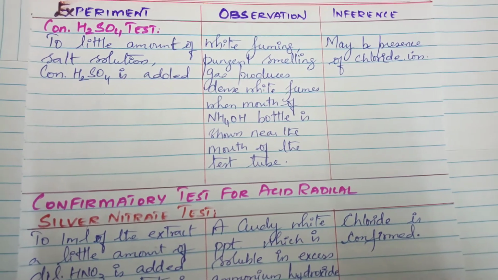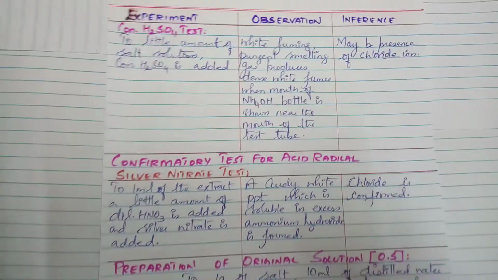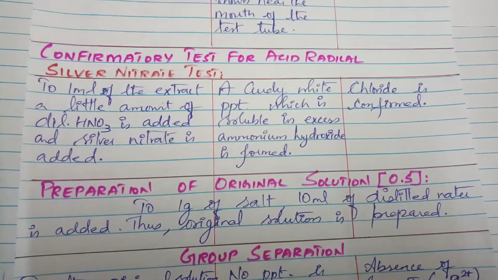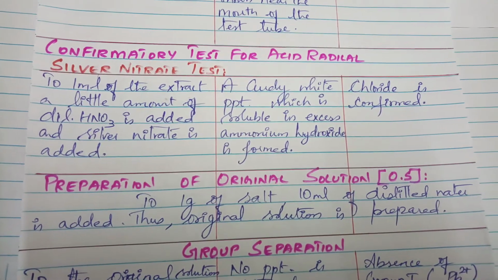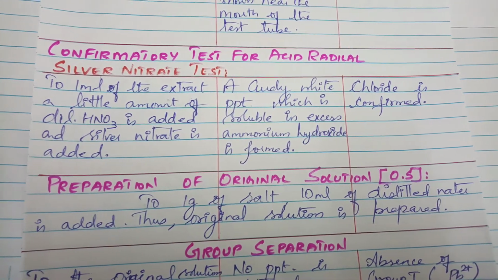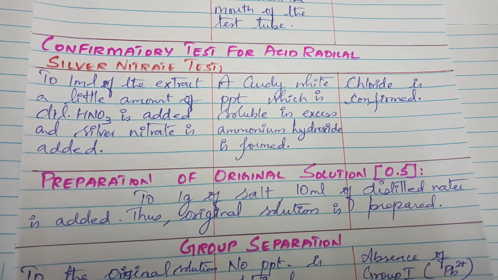So if it is chloride radical, I have to confirm. Therefore the next part will be the confirmatory test for acid radical. We have a very good test which can be performed to confirm chloride salts. So I'll be performing the silver nitrate test. How do I perform the silver nitrate test?